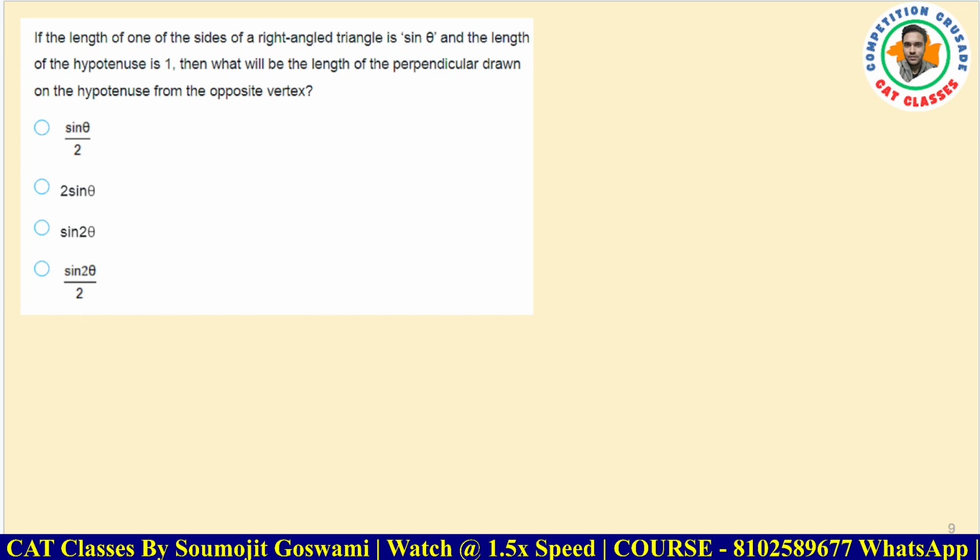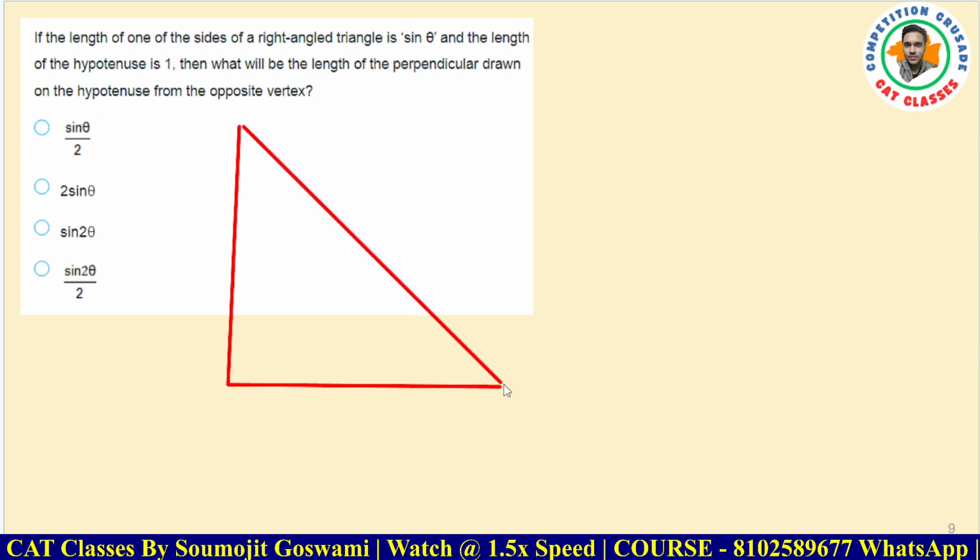Okay, so in this question we are given that if the length of one of the sides of the right triangle is sine theta and the length of the hypotenuse is 1, then what will be the length of the perpendicular drawn on the hypotenuse from the opposite vertex? Let's visualize this a little bit. Suppose this is the right triangle and they want you to calculate the value of this thing.